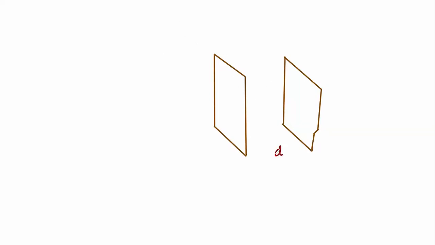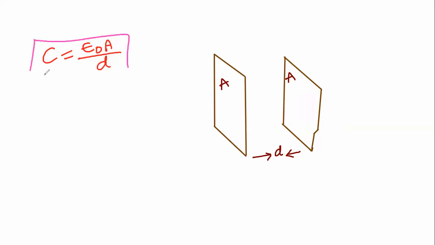Distance between the plates is taken as d. Each plate area is taken as A. A is the area of each plate. These two plates are separated by distance d. Then the capacitance of the capacitor, C is equal to epsilon naught A divided by d.